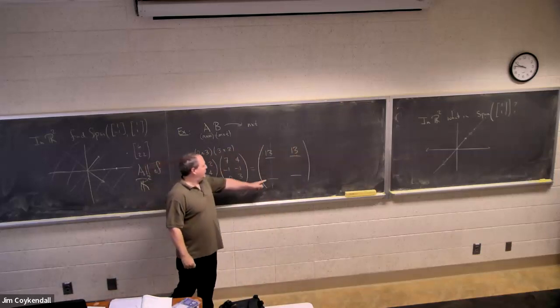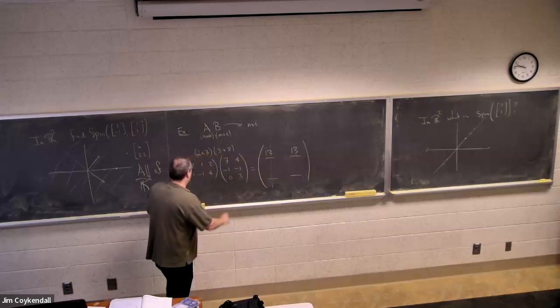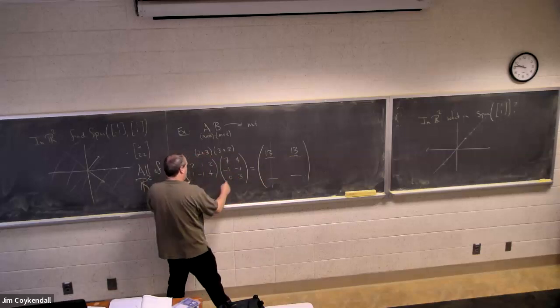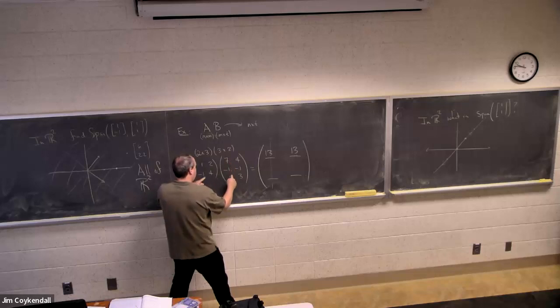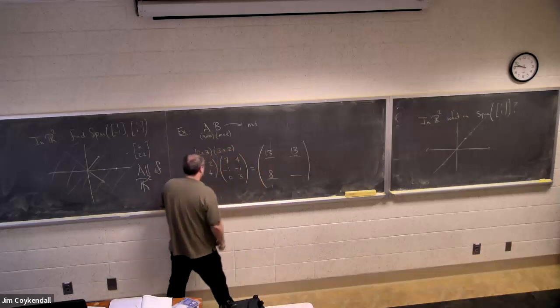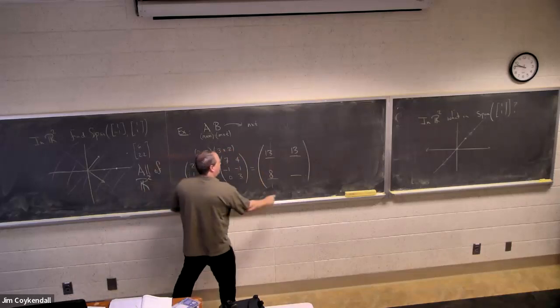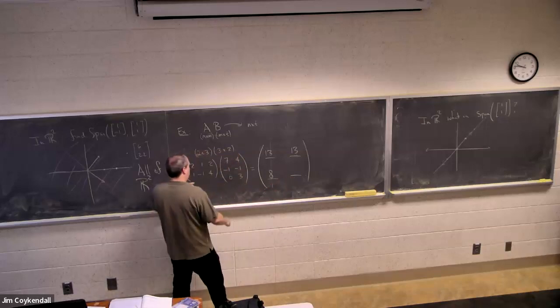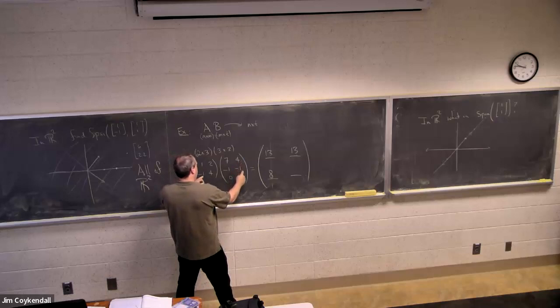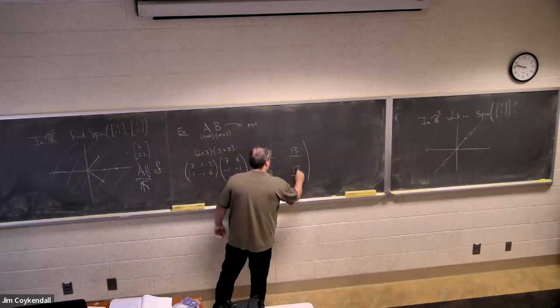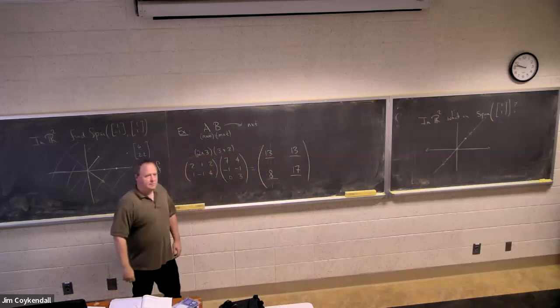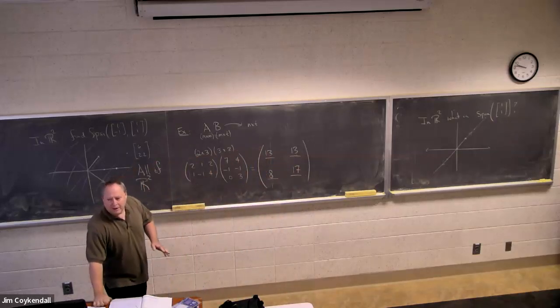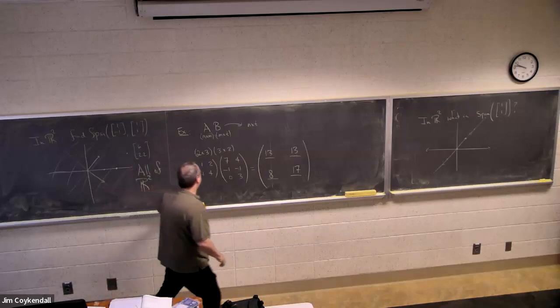13. Now, I want the second row, first column, so multiply the second row times the first column. 7, 8, 0, 8. And finally, second row, second column, 4 plus 1 is 5 plus 12 is 7. Does everybody see how I did that? I think maybe a little more practice.